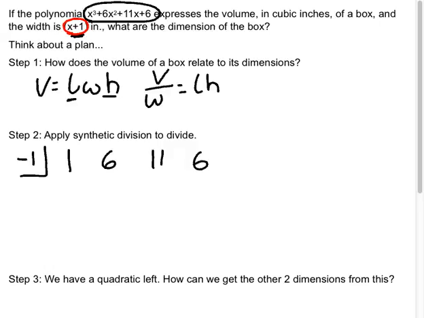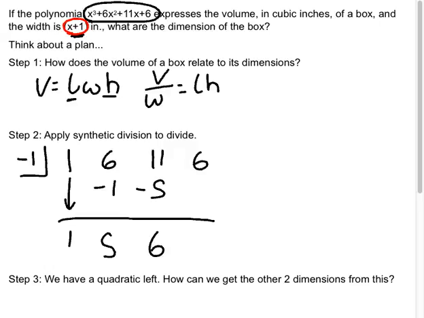Line up the coefficients of the main polynomial. And now let's run through this synthetic division. Multiply it by -1, then add. Multiply by -1, then add. Multiply by -1, then add.